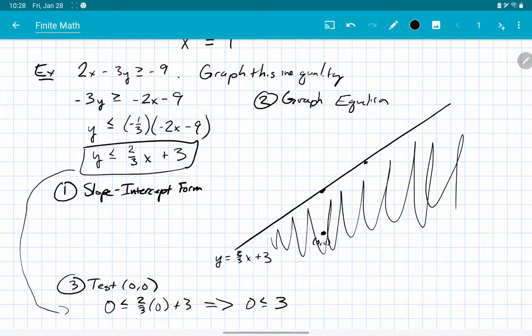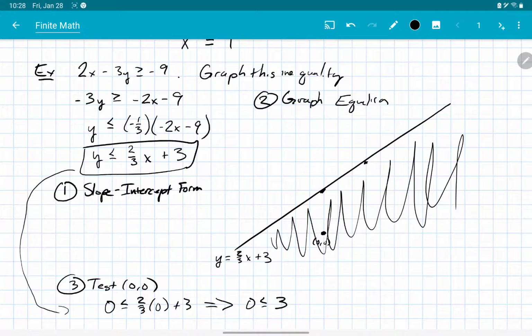Yeah, Jake. Does the line change if it's not greater or less than or equal to? Yeah, so I guess if this was y less than 2/3 x plus 3, I should probably have that line be a dotted line, right? Maybe we'll do an example like that. Yeah, we'll do an example like that next. If it doesn't include the line, it should be dotted, but this one does include the line.